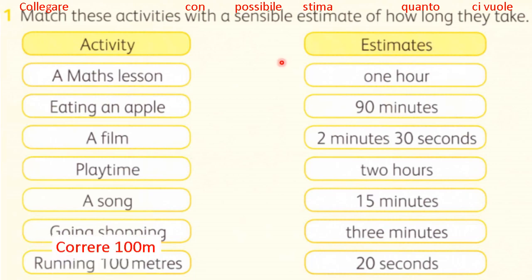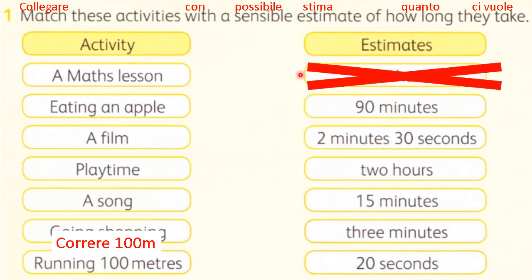Last of all, we have running 100 meters. Just to give you the idea, running 100 meters is like walking 100 steps. So, how long do you think it would take you to make 100 steps? Well, I don't think it will take you 1 hour, not unless you walk very slowly.